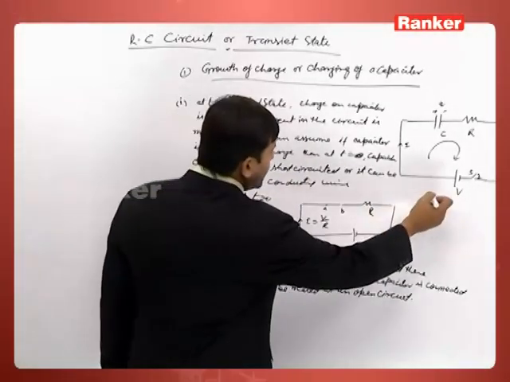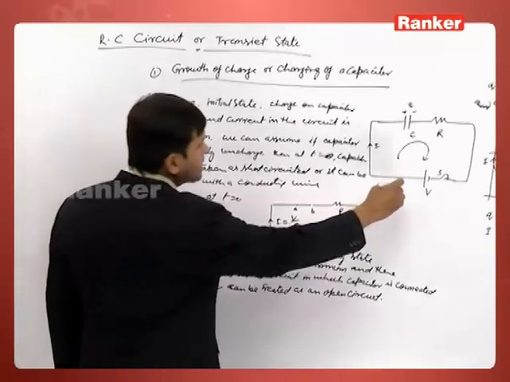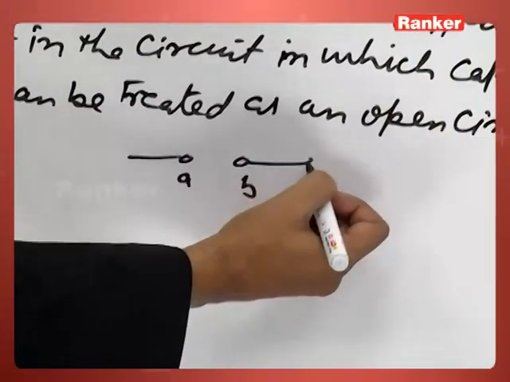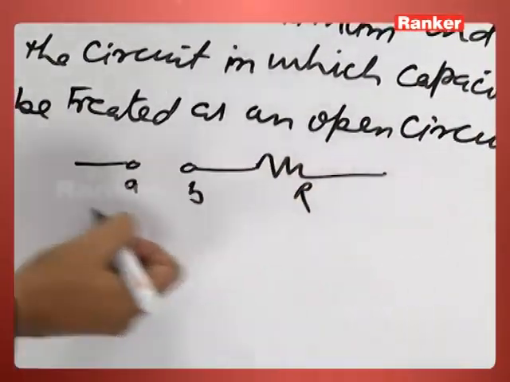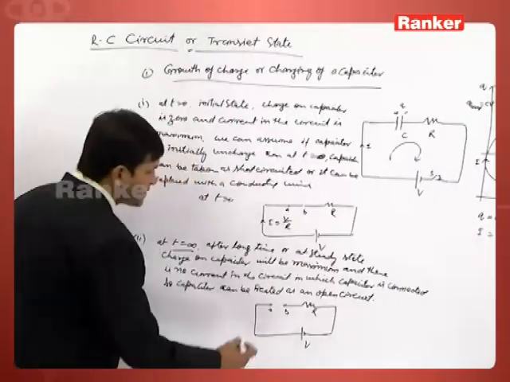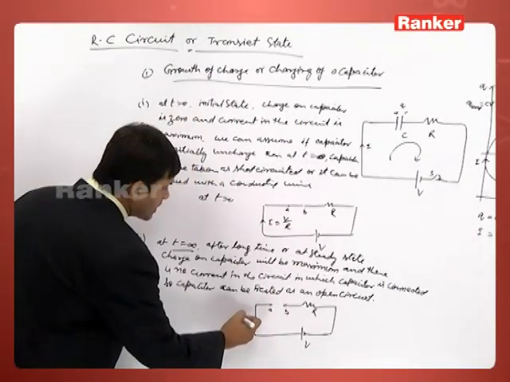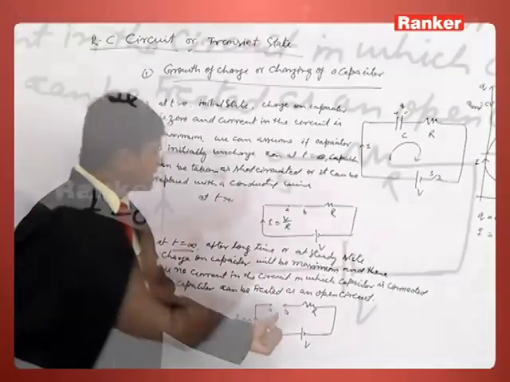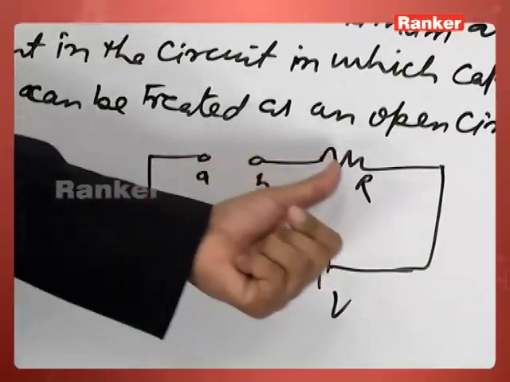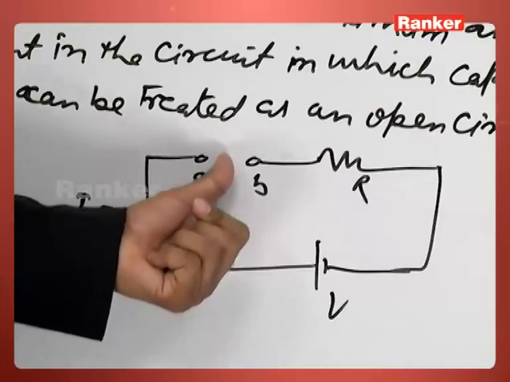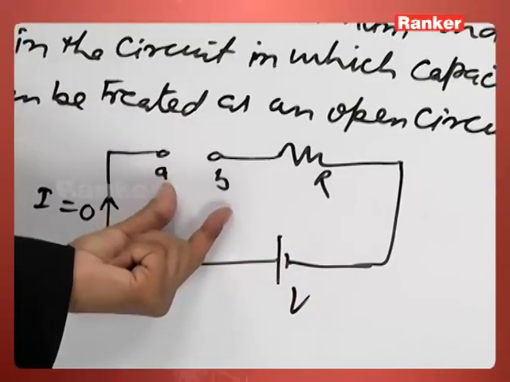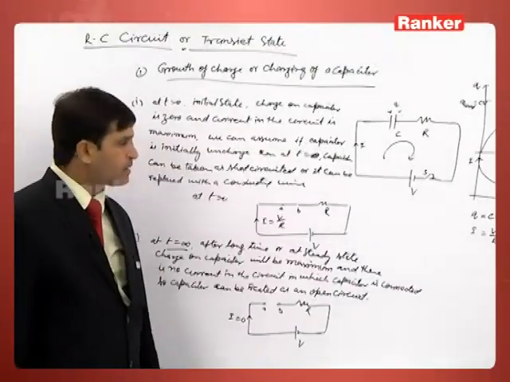So now at t is equal to infinity, our circuit diagram will be like this. A and B are the terminals of the capacitor, so we can make a circuit diagram like this at t equal to infinity. Since there is no current in the circuit because it is an open, disconnected circuit, and for current to flow the circuit should be closed, all the potential drop of the cell will be across the capacitor. That's why the charge on the capacitor will be maximum.